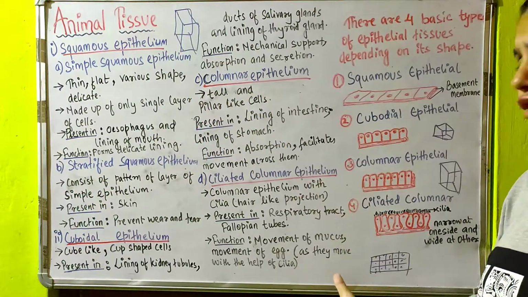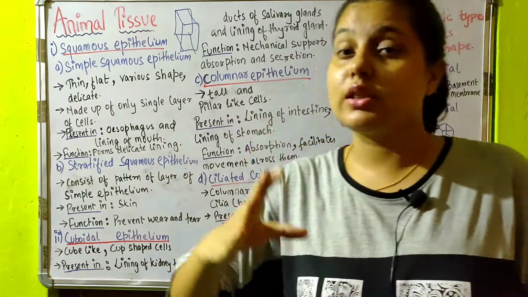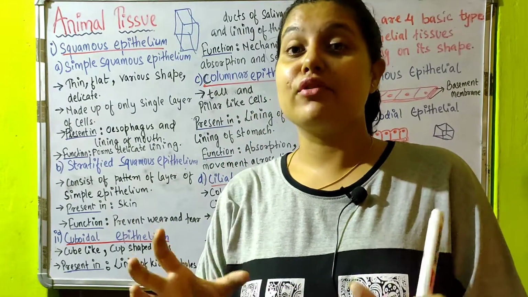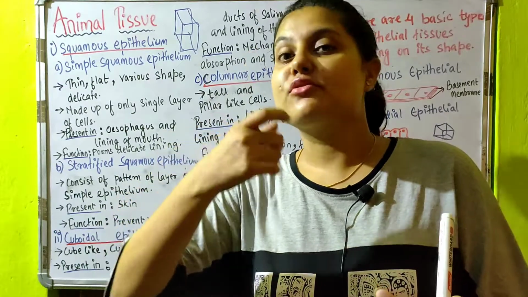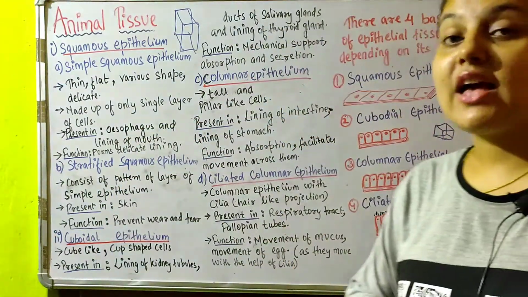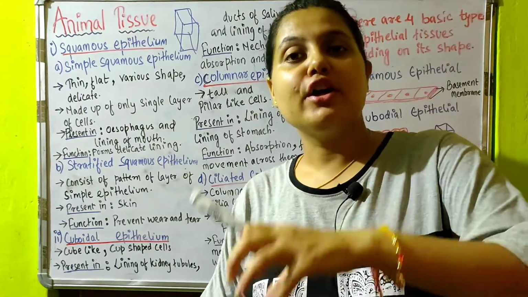And the function, you see, is that they help in the movement of mucus and egg. Mucus is nothing but the accumulated dust particles, unwanted things, and they help in the movement of the mucus so that it goes out from our nose. And also they help in the movement of the egg from the fallopian tube to the uterus.